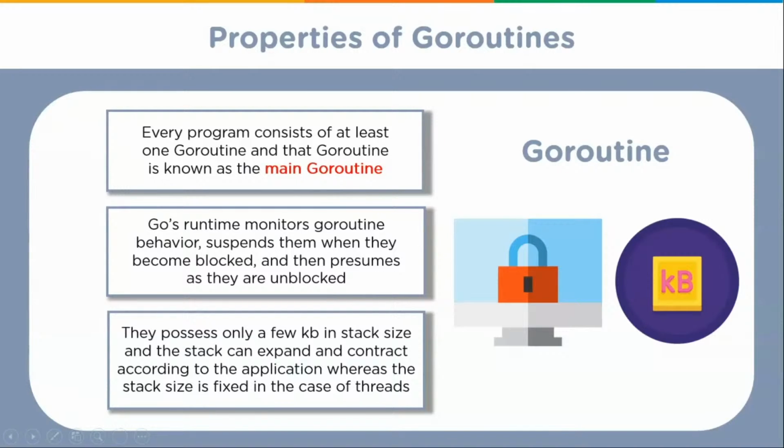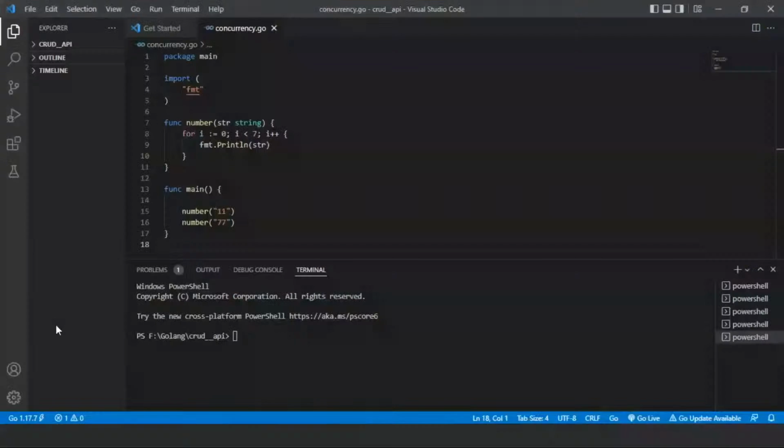Now, we'll understand goroutines with the help of an example. Here, in this example, we would be passing 11 and 77 as strings to the function number and then printing them with a loop 7 times. So here, inside package main, we will declare a function number and pass a string to it. Inside the function number, we'll run a loop 7 times and print the passed string. To print, we have imported the fmt package. Now, in the function main, we will call the number function and pass 11 and 77 as strings. We will save the file.